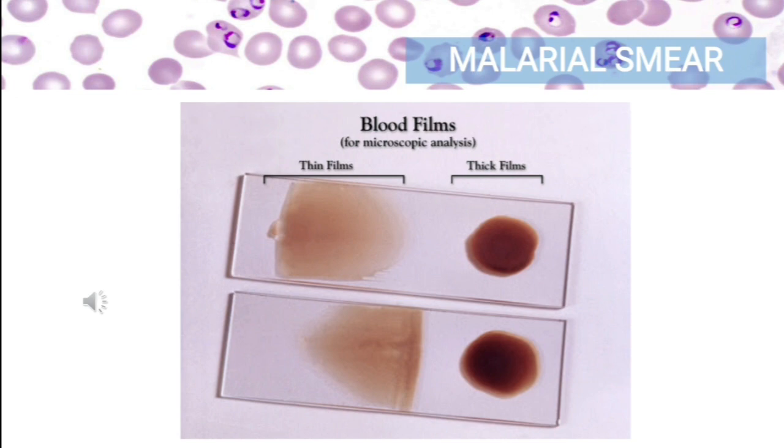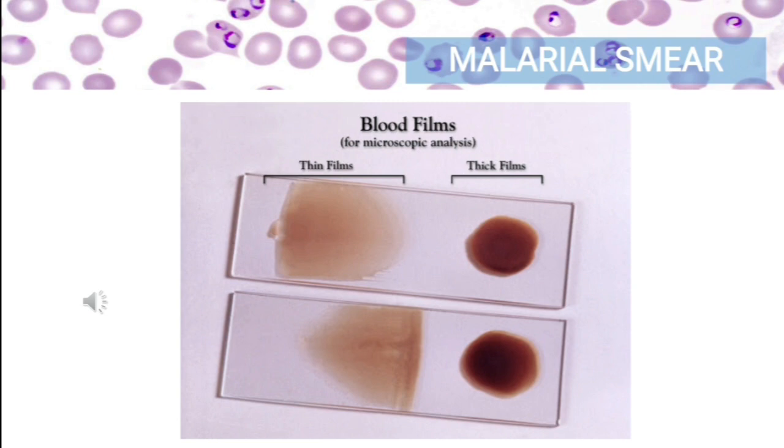The thin film consists of a single layer of red blood cells and is used to assist in the identification of the malaria species. After the parasites have been seen in the thick film, it is also used as a label to identify the patient. Thin smears are most useful in species identification of malarial parasites.